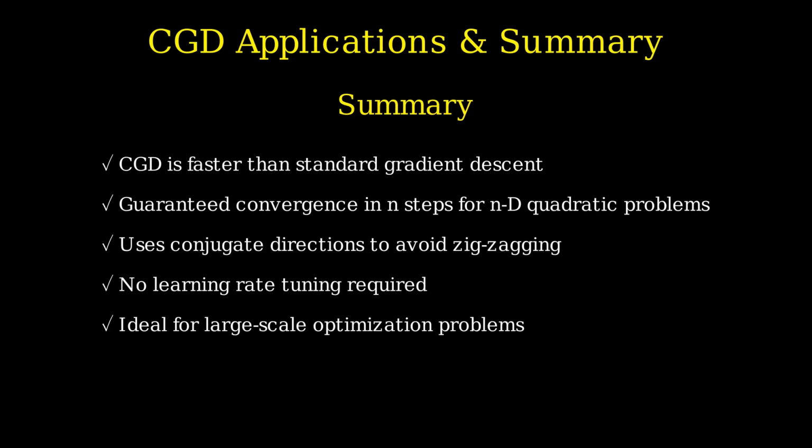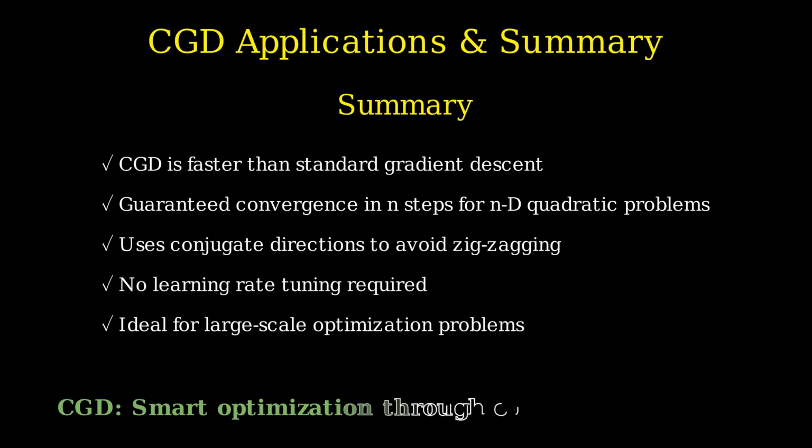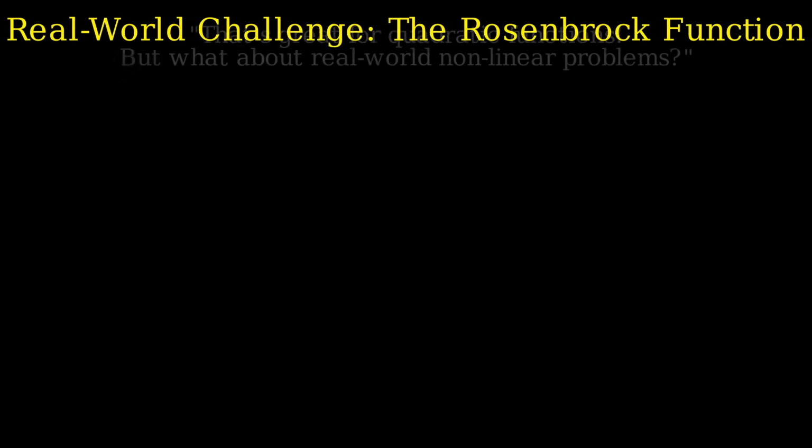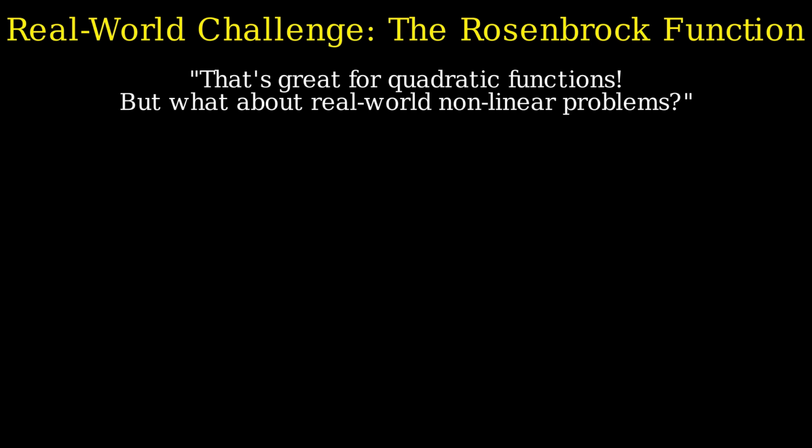Here's the bottom line. Conjugate gradient descent. Smart optimization through conjugate directions. It's elegant math that leads to practical speed. And that's beautiful. Now, I know what you're thinking. That's great for quadratic functions. But what about real-world nonlinear problems? Great question. Let me show you something really cool.